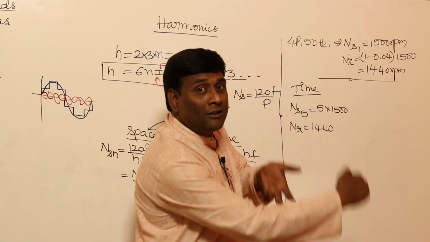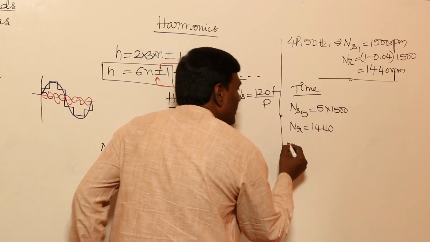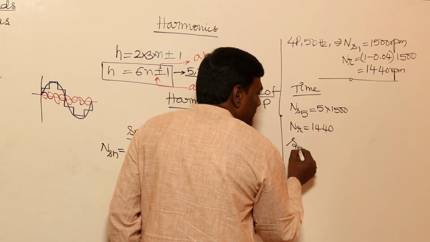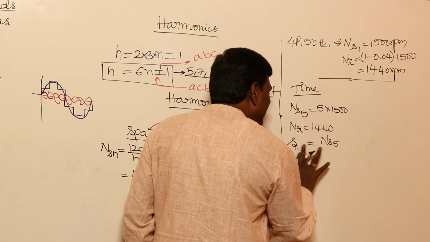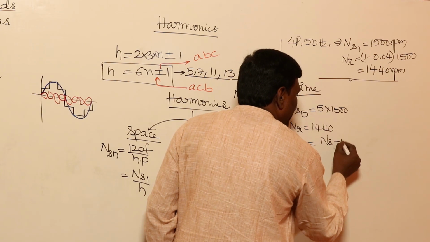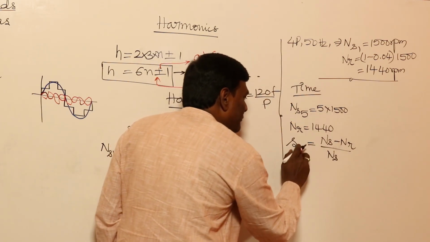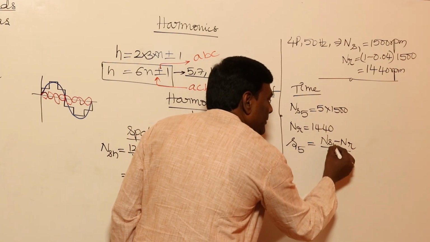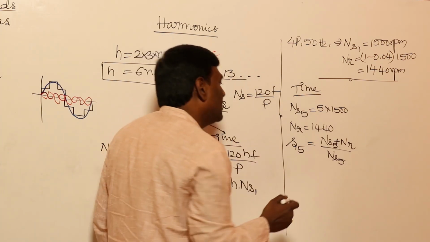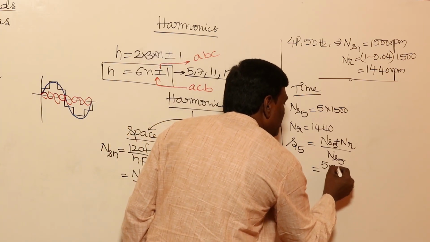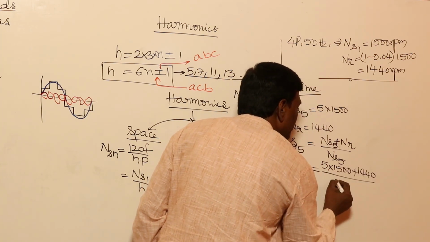So, what is the relative velocity? The relative velocity is the addition. So, what is the slip actually? Let me write slip first: ns minus nr by ns. Slip for the fifth harmonic component is going to be, for the fifth harmonic, the relative velocity is plus because of the opposite direction. Problem solved. So this is going to be 5 into 1500 plus 1440 nr divided by 5 into 1500.